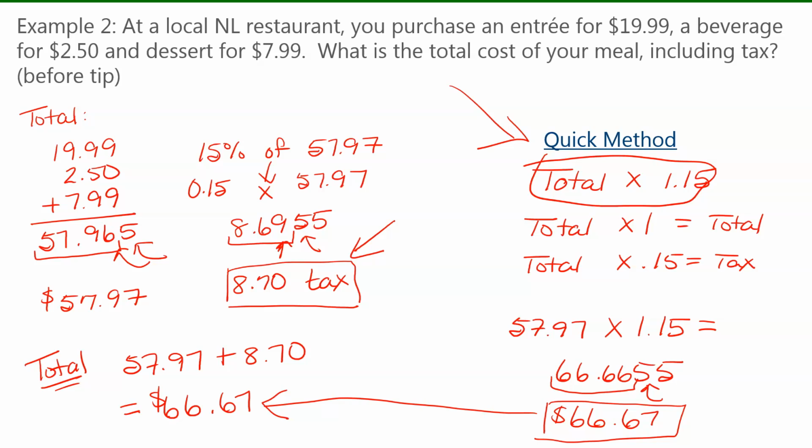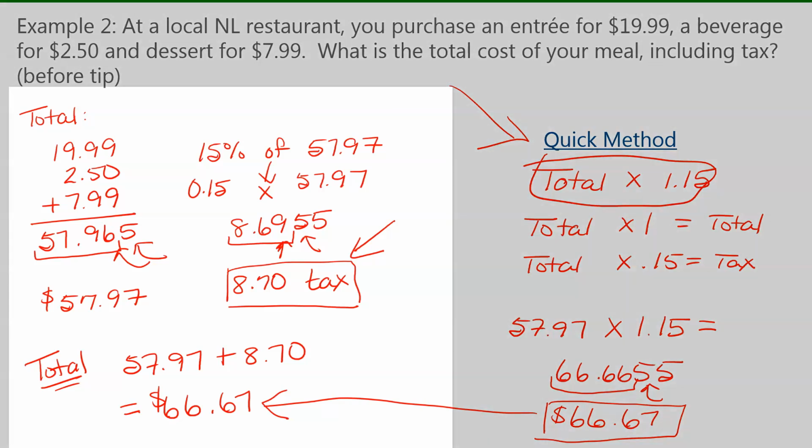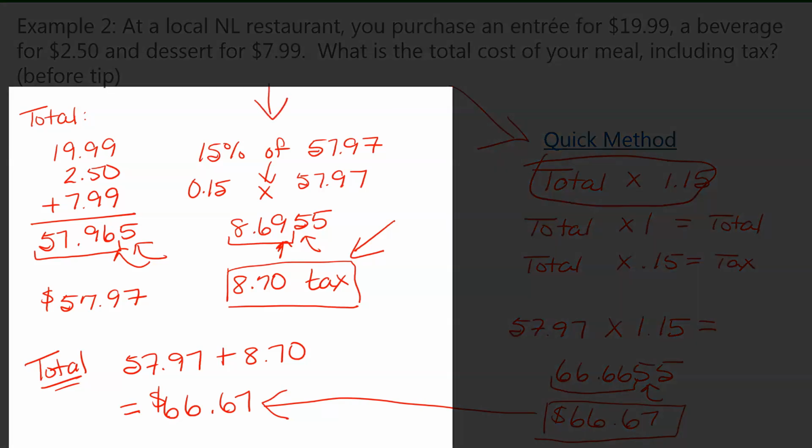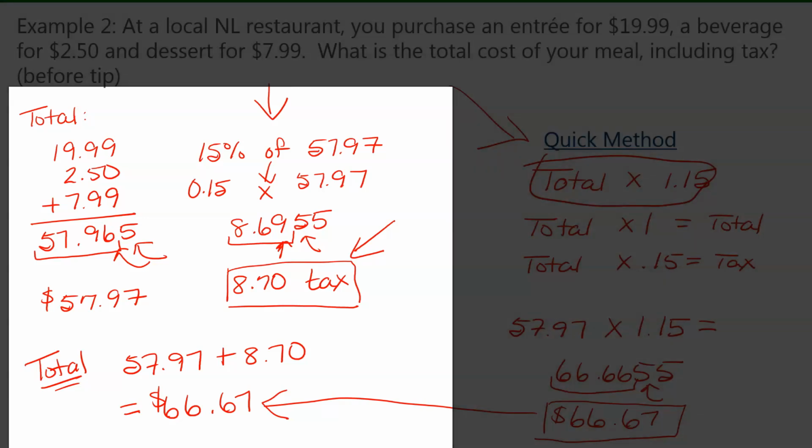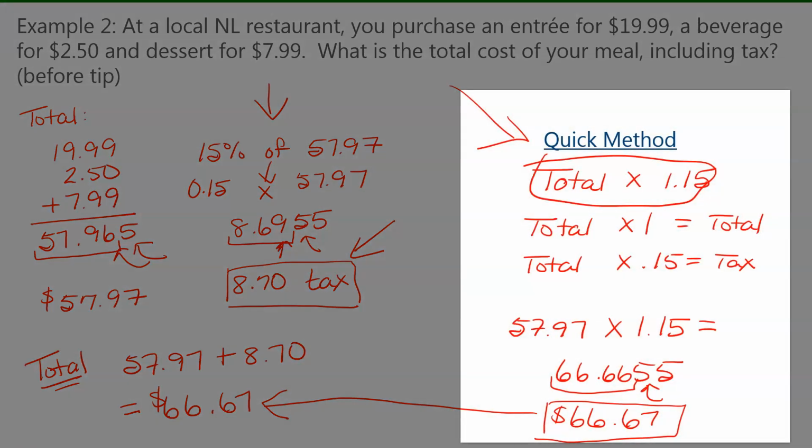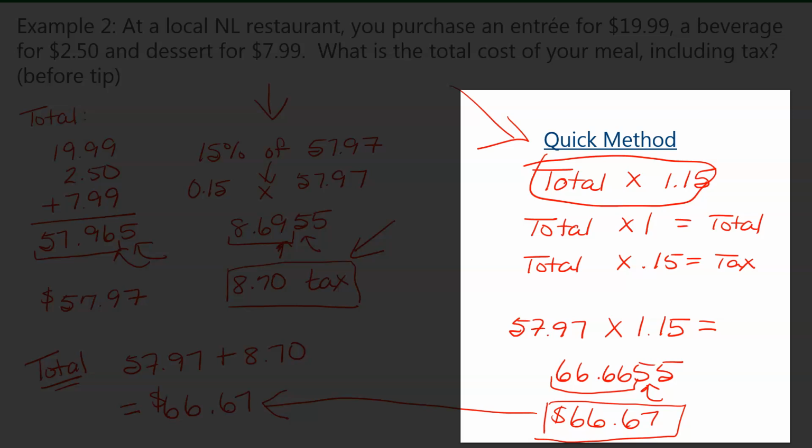So if the question broke it down and said how much tax are you paying and the total, then it would probably make more sense to do it this way. But if they're just asking for the total at the end, including your tax, then you could use this method right here.